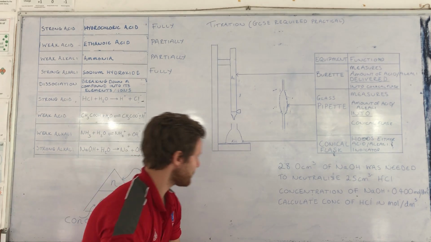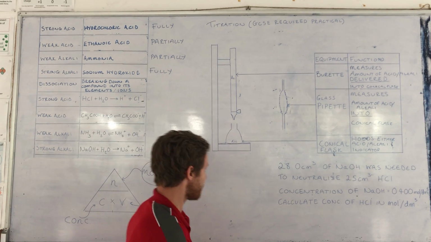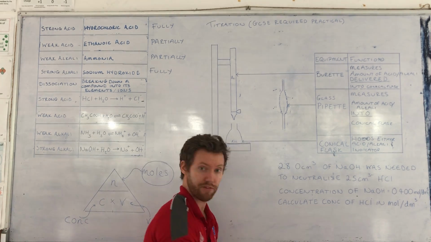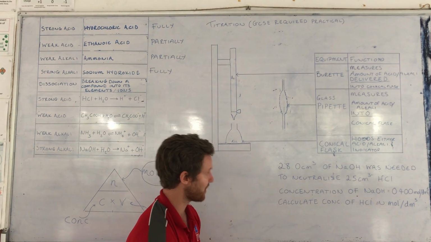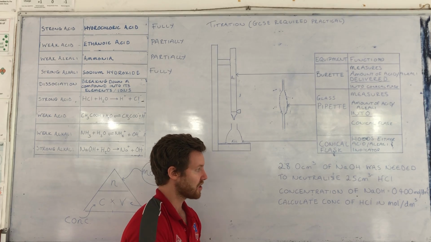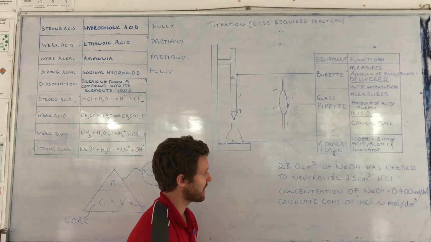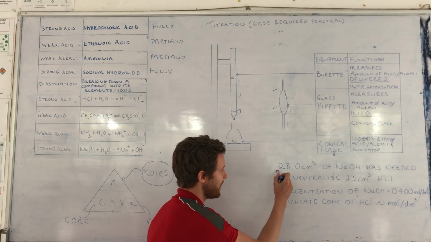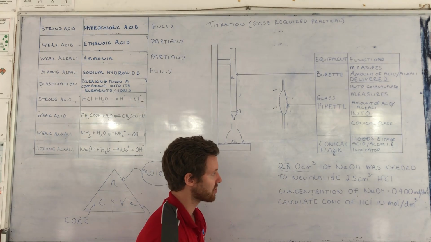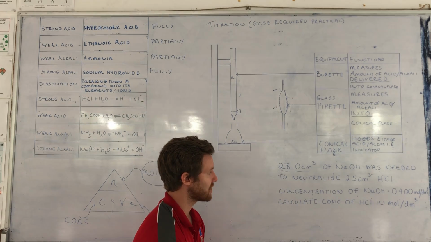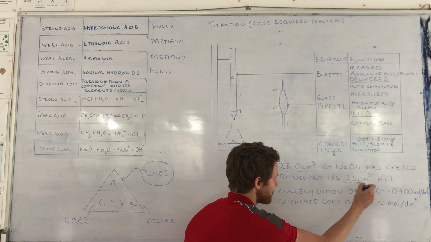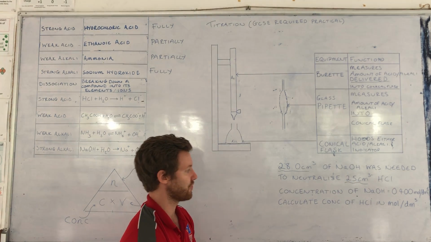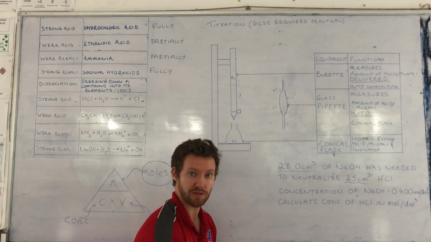Alright. So, I've made a little space here for me to work in this area. Hopefully you can still see this triangle behind me so you can see exactly what I am doing. So, key pieces of information, let's have a look then. 28 centimetre cubed of sodium hydroxide was needed to neutralise 25 centimetre cubed of hydrochloric acid. It's giving us some nice information.